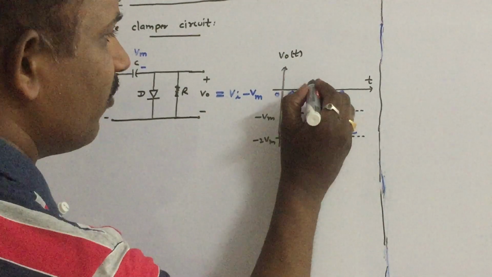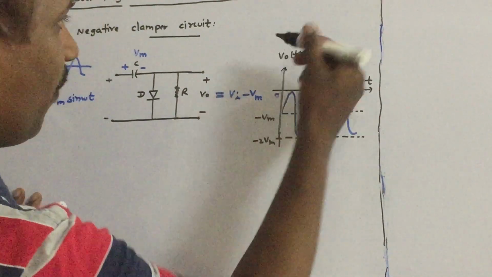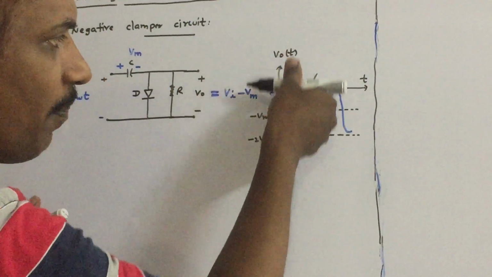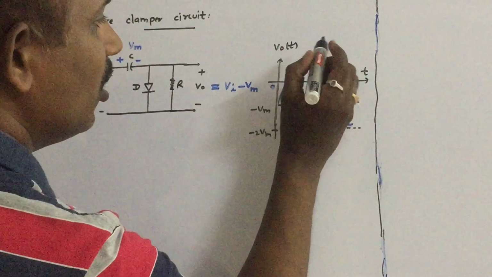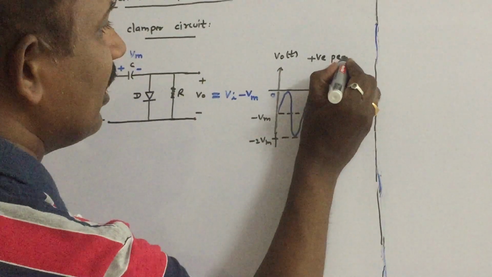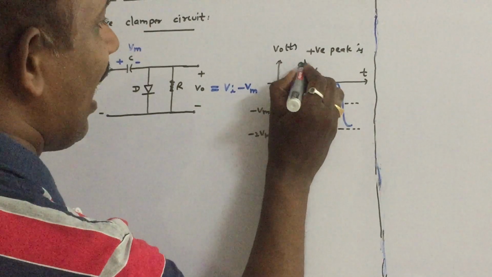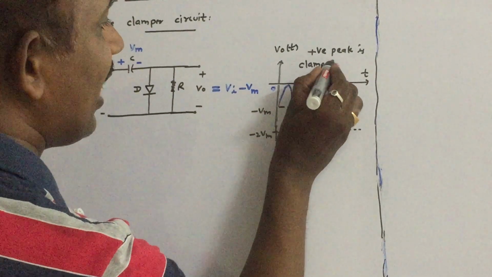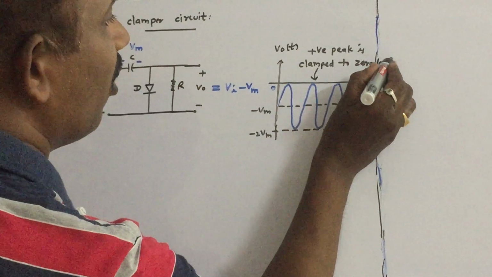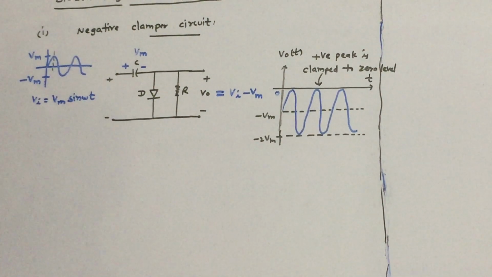One point you have to observe is that the positive peak is moved to 0. That means the positive peak is clamped to 0 level. The positive peak is clamped to which level? The positive peak is clamped to 0 level. This is what you have to understand from the circuit.